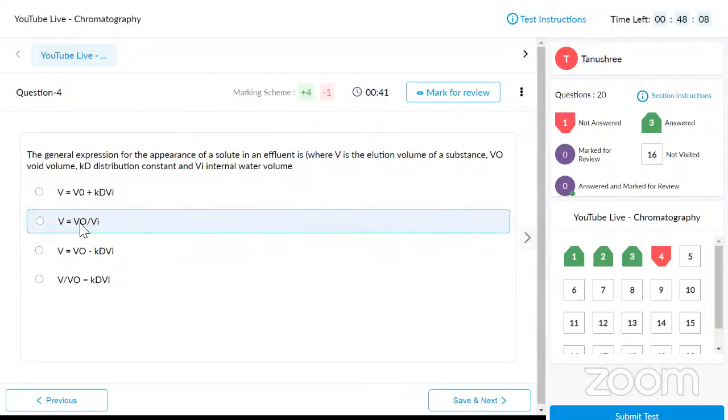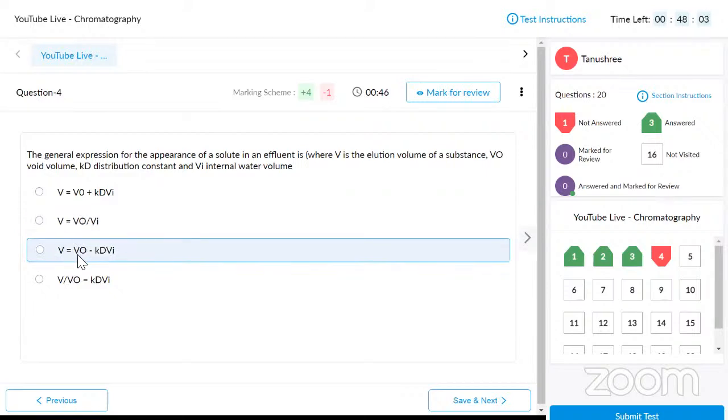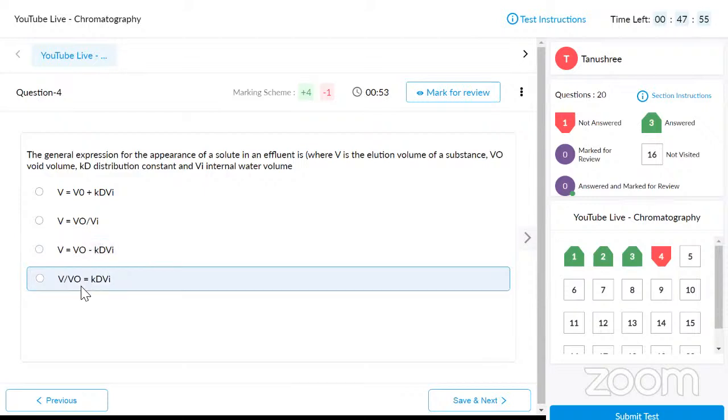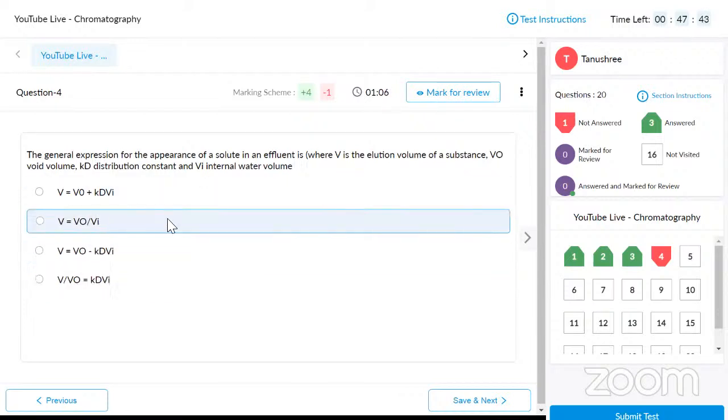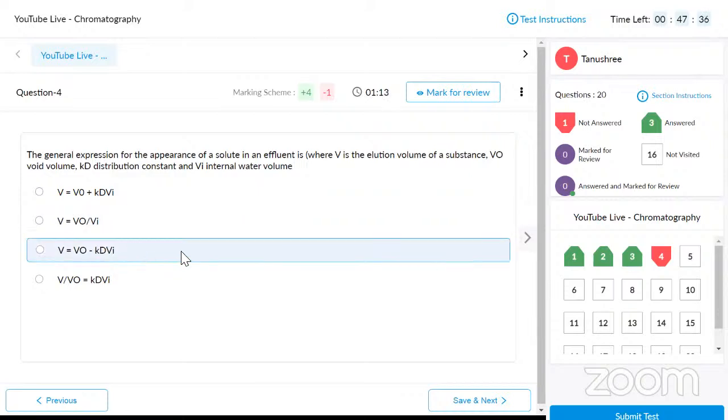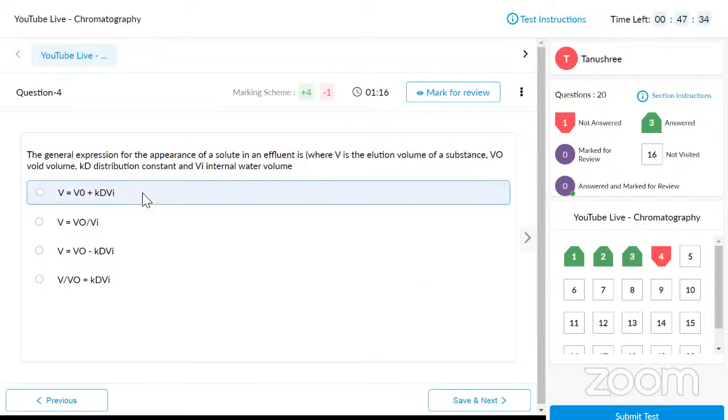Second option is V equals the void volume divided by the internal water volume. Third option is total volume equals the void volume minus the distribution constant into the internal volume of the water. And the fourth option is V, the total volume, divided by the void volume equals the distribution constant multiplied by the internal water volume. So void volume equals the volume of water solvent, that is the solvent surrounding the gel bead in gel exclusion chromatography. That is why it is called V0, the void volume.